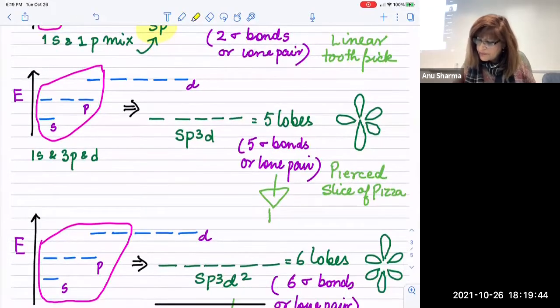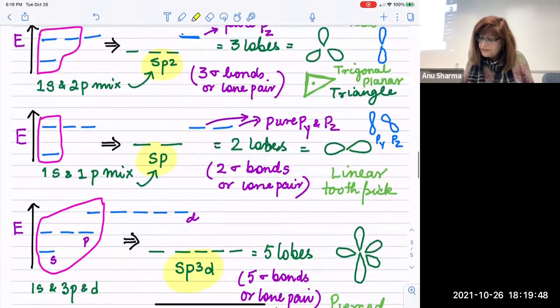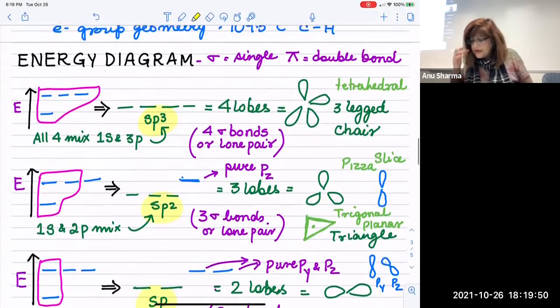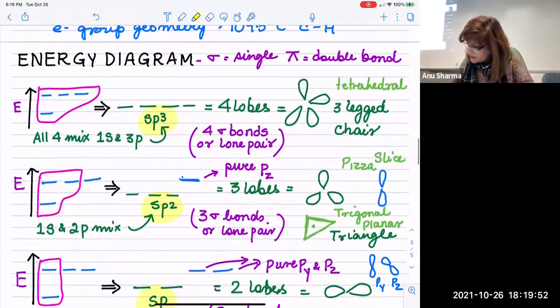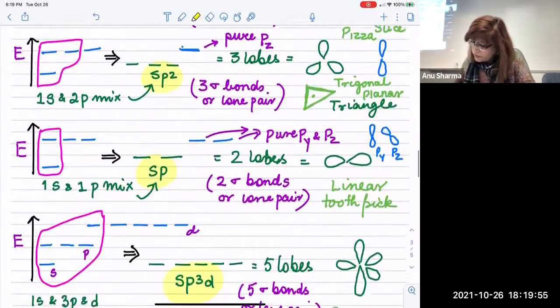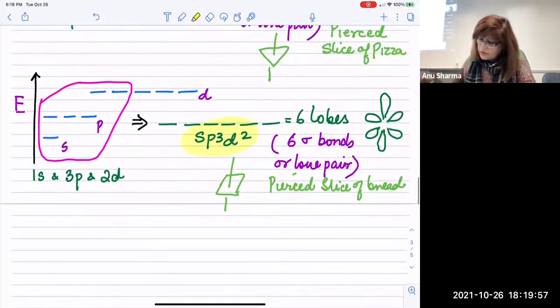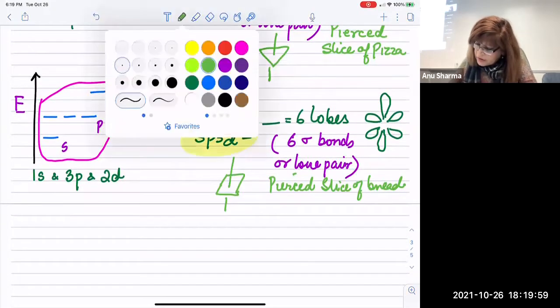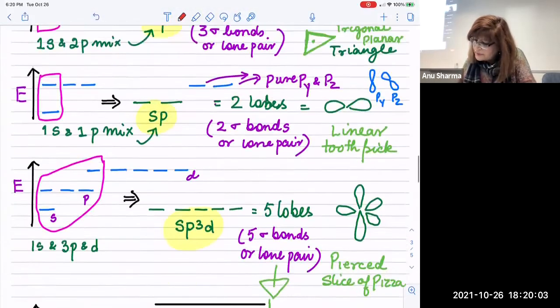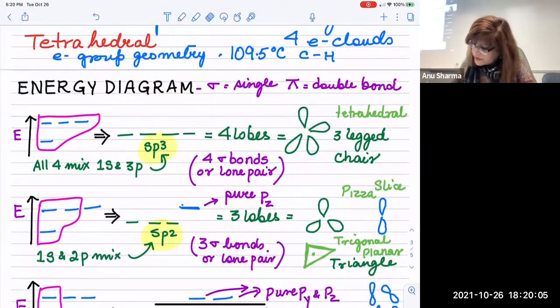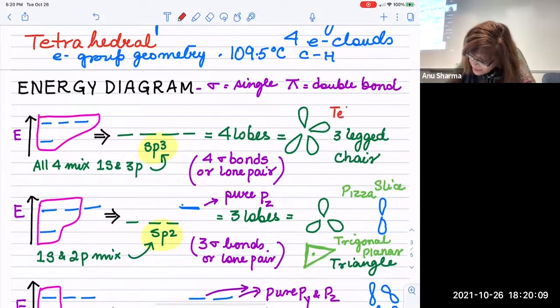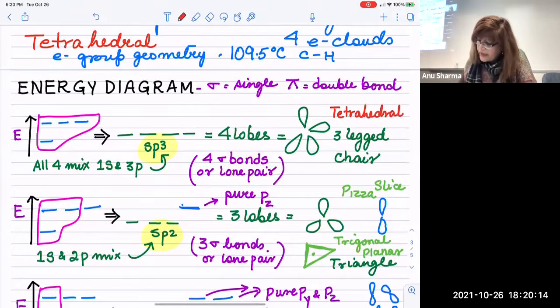SP3D, SP3D2, SP, and SP3. Now, there's something else I need to cover here. So we covered these, the names also. Yeah. So we talked about this one, which is a tetrahedral shape. Let's write this down here. SP3 is tetrahedral shape. Okay.